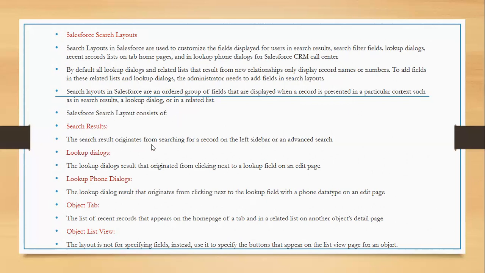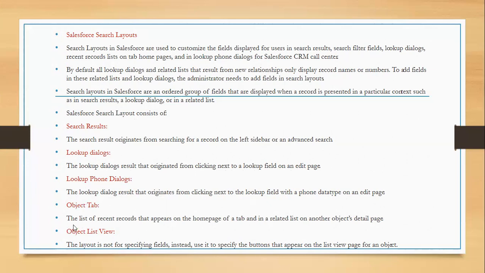Search results: the results from searching for records in the left sidebar or the advanced search. Lookup dialogs: the lookup dialog results that originate from clicking the lookup icon next to lookup fields on the edit page. Lookup dialogs without the fields in the data type on the edit page.